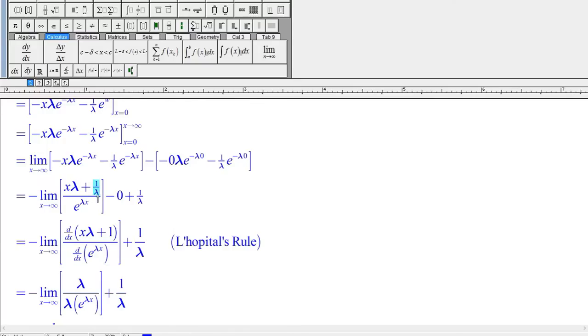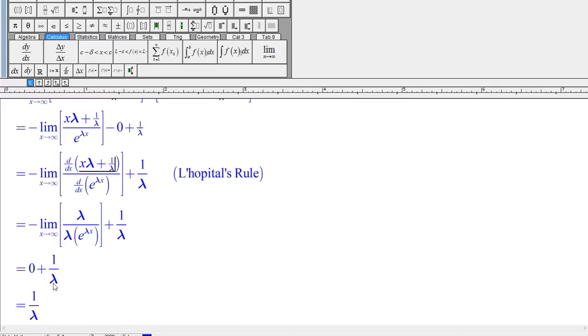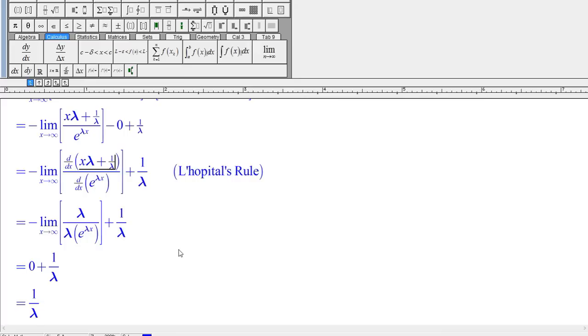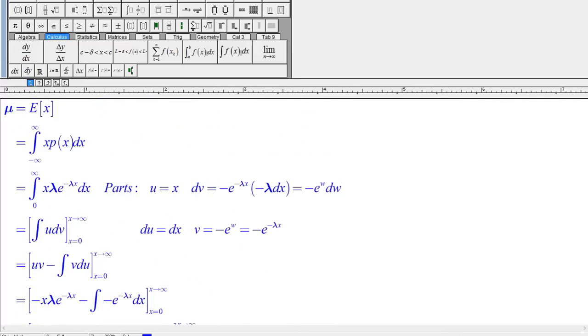So I'm going to actually use L'Hopital's rule, because this is the form infinity over infinity. The derivative of this 1 over lambda is 0. The derivative of x lambda is just lambda, so that part's right, and the lambdas cancel. As x goes to infinity, this denominator is still going to infinity. So this says the form lambda over infinity, which goes to 0, and so we end up with 1 over lambda. So the mean turns out to be 1 over lambda.